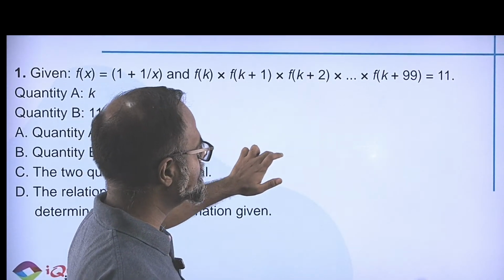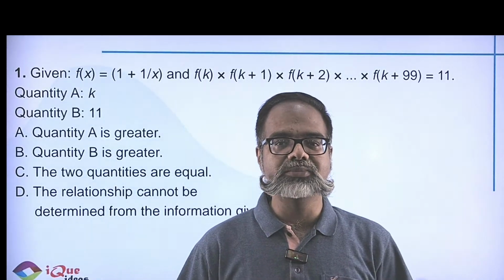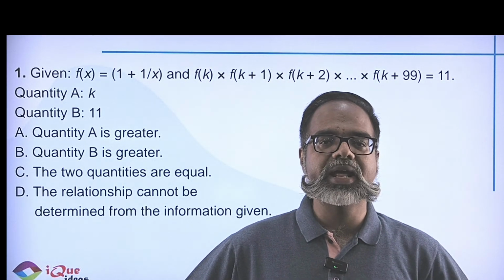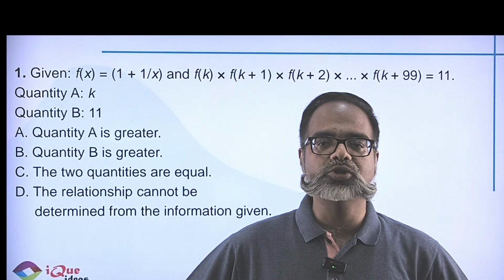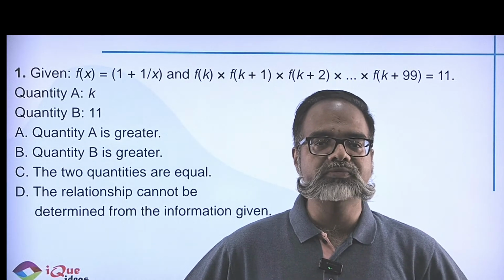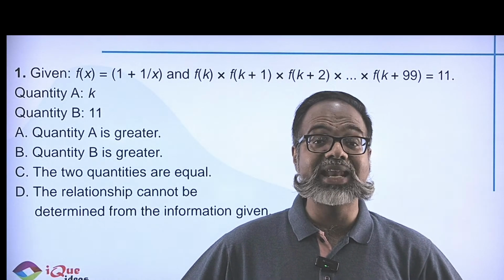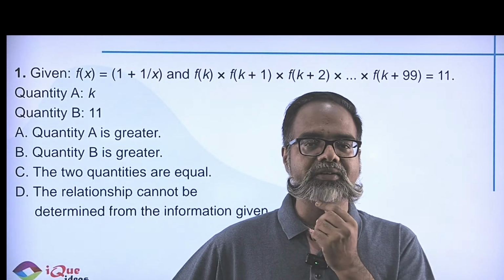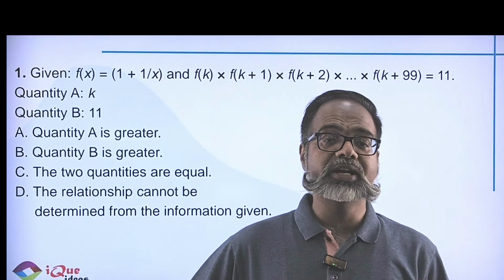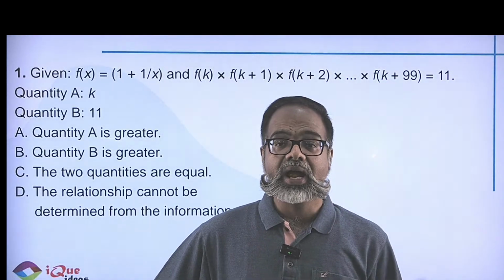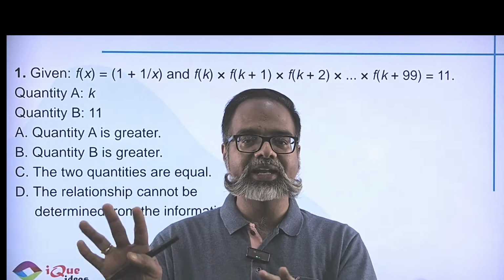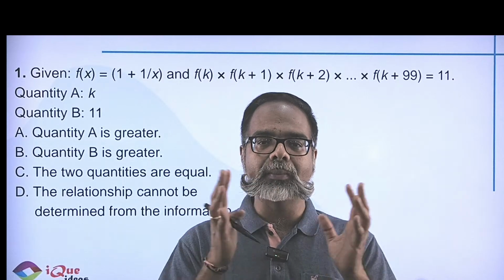Functions. This is a favorite of IPM Indore, but NMIMS also seems to have been caught with the bug. So it says given f of x is 1 plus 1 upon x, and f of k into f of k plus 1 into f of k plus 2 till f of k plus 99 is equal to 11. Then you are given 2 quantities where quantity A is k itself and quantity B is 11. And from the 4 options you have to select whether quantity A is greater, whether quantity B is greater, whether the 2 quantities are equal, or if the relationship cannot be determined from the information given. A lot of questions in this sample paper are of exactly this kind, where they don't want you to just solve it and give the answer, but actually take a step ahead and compare 2 given quantities.